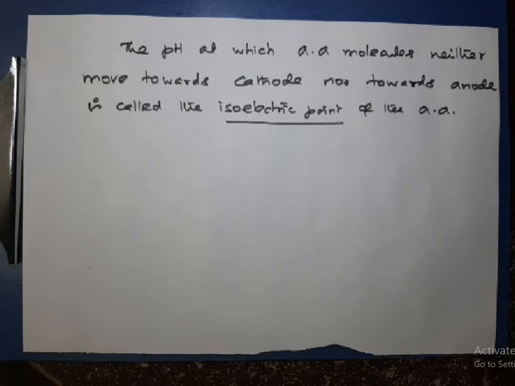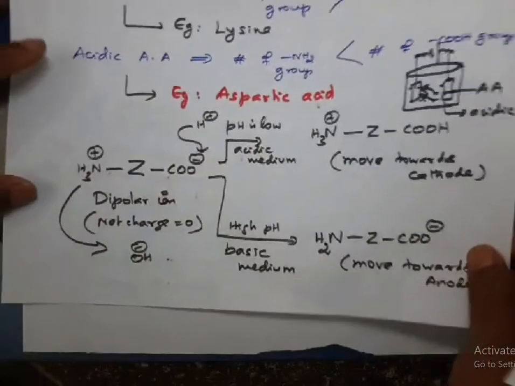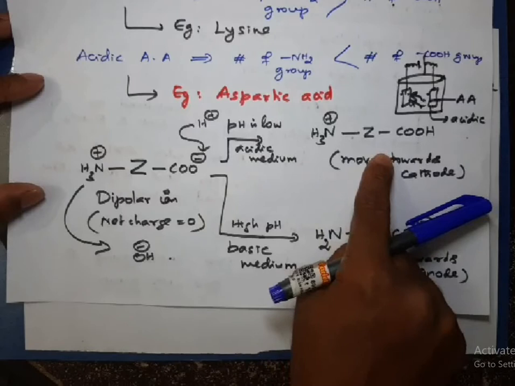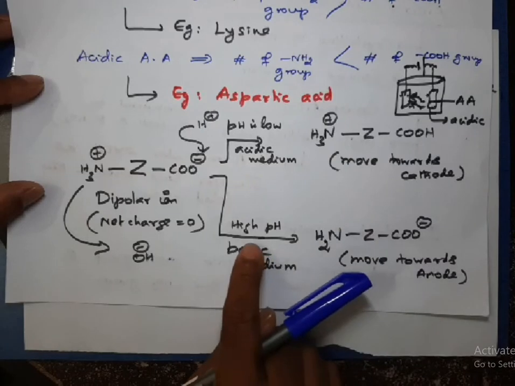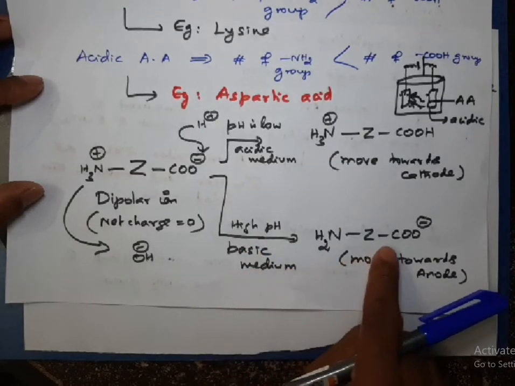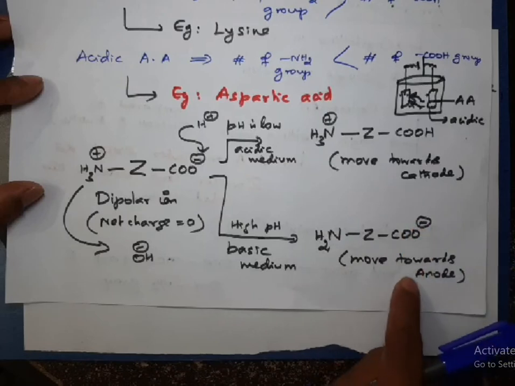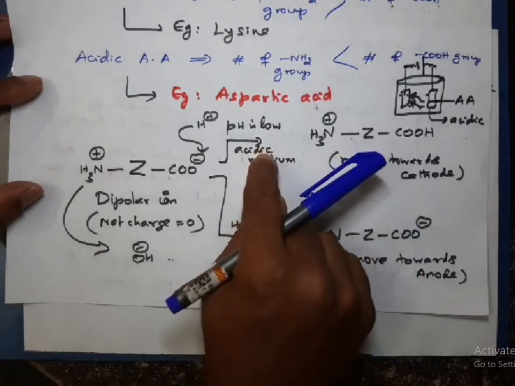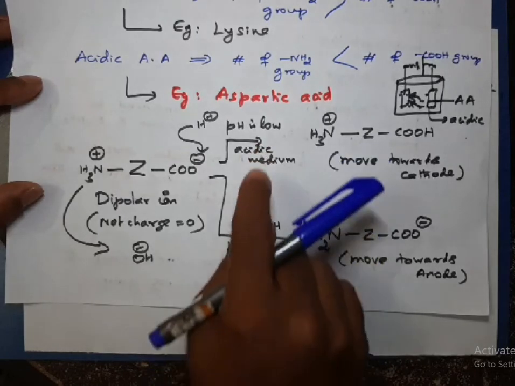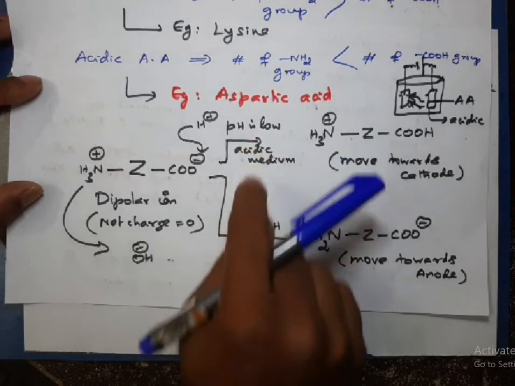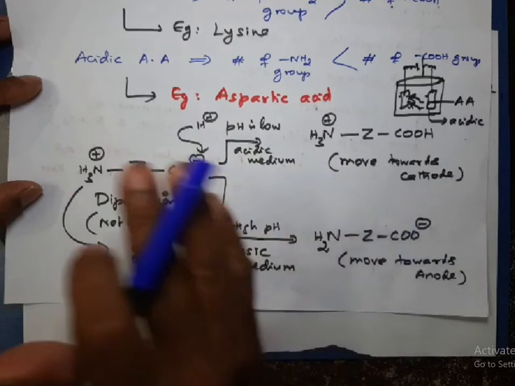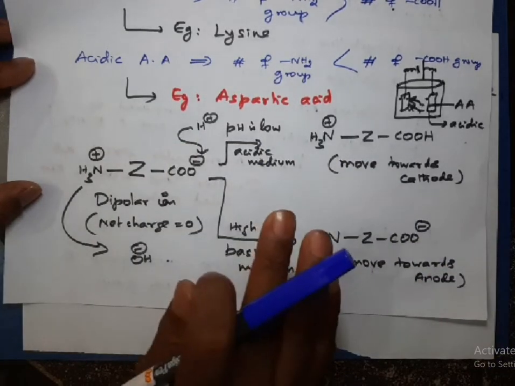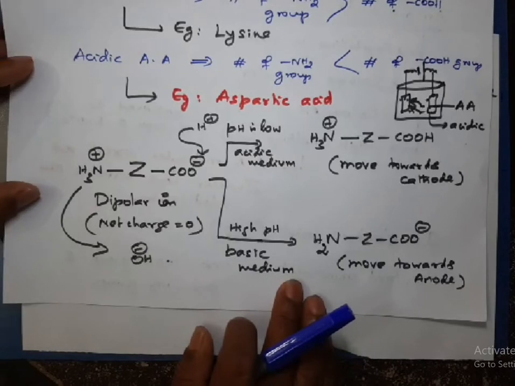Students, observe carefully. At low pH, amino acid molecules carry a net positive charge, so they move towards the cathode. Whereas at high pH, amino acid molecules carry a net negative charge, so they move towards the anode. But at one particular pH, between low and high, amino acid molecules neither move towards the cathode nor towards the anode. That pH is what we call the isoelectric point.